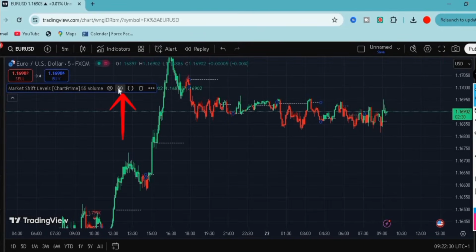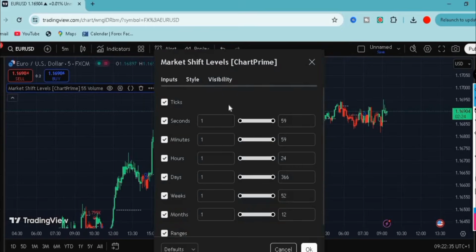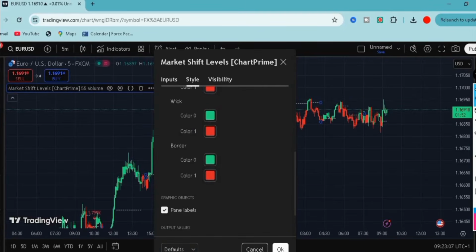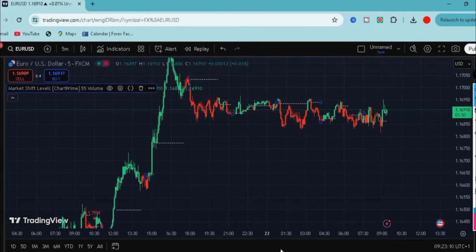And so guys, under settings, this is what I want you to concentrate on, so that you can find accurate data, or rather the information you really need. On input, I want you to leave length at 55, and I want you to set label data to volume, simply because we need to see the volume. Input status line, ensure it is highlighted, and leave the style on default settings. Then after that, you click on OK. This is exactly what we need for us to execute our trades.